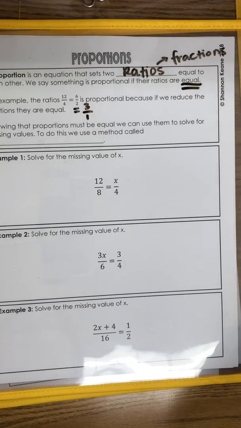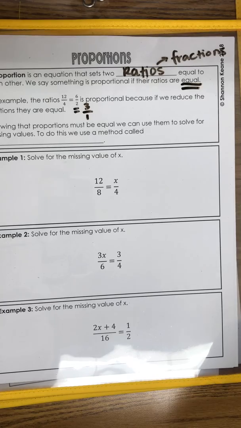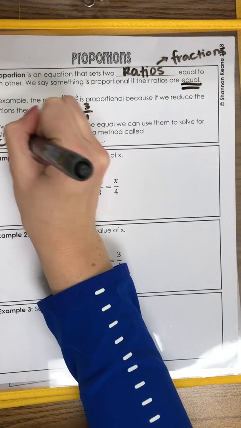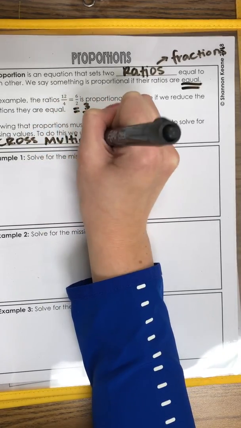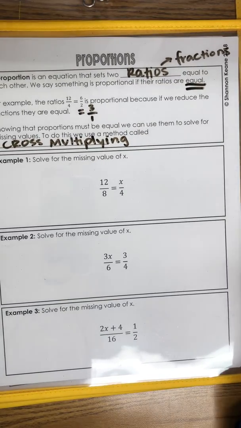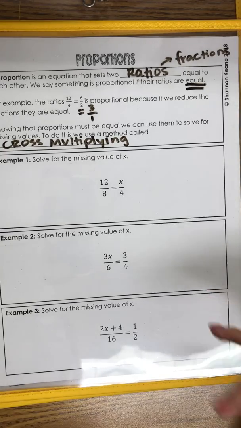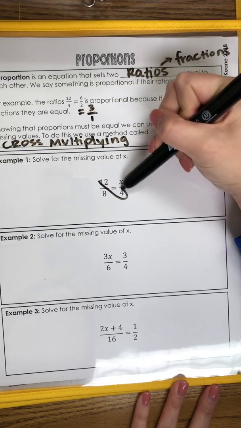Knowing that proportions must be equal, we can use them to solve for missing values. To do this, we use a method called cross multiplying. Y'all sometimes have learned this as the butterfly method. We're going to call it cross multiplying. That is the mathematically accurate statement for it. To cross multiply, you're going to go diagonally across the equal sign and multiply.